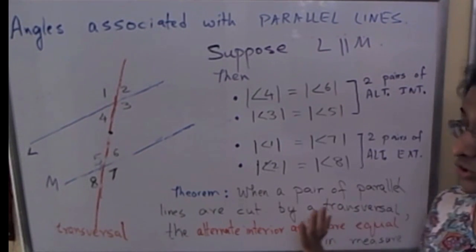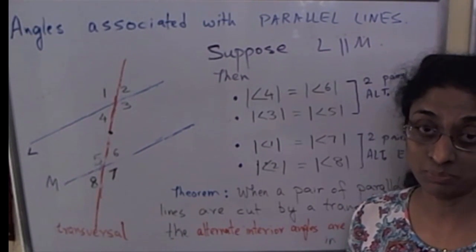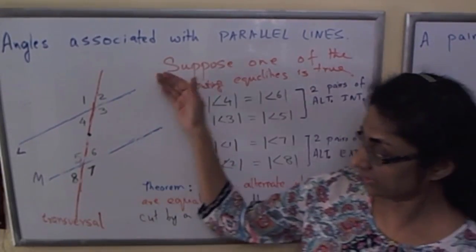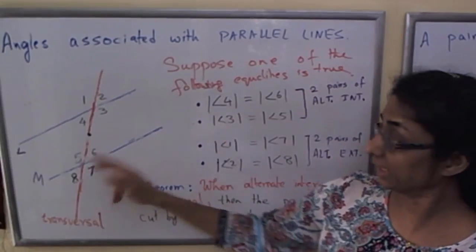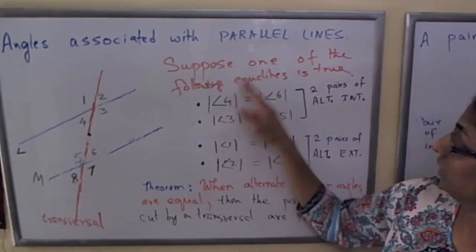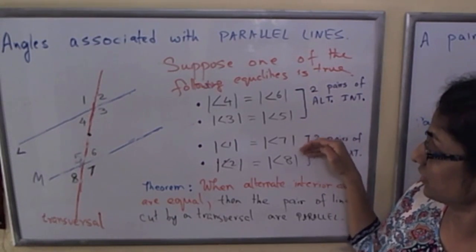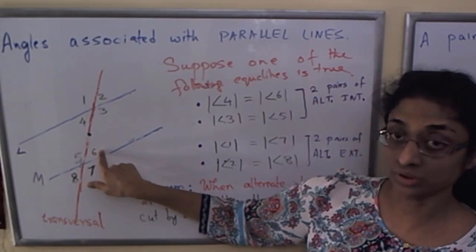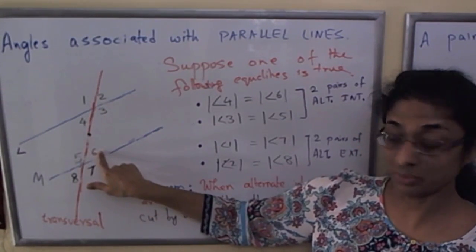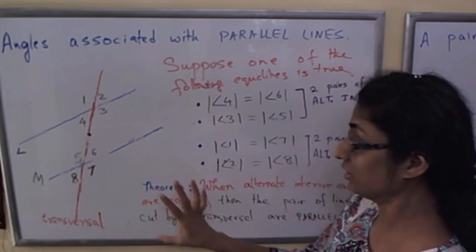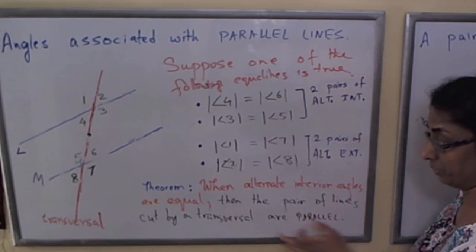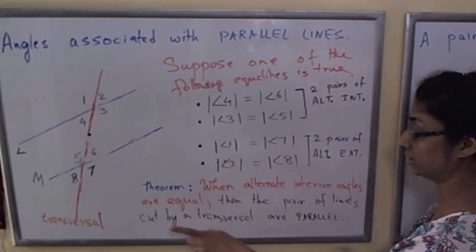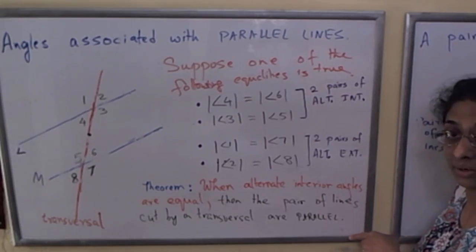The converse of this theorem is also true, so let me briefly discuss that now. Let's look at what I have here now. Same picture, but I don't tell you that L and M are parallel. Instead, let's assume one of these equalities is true. Let's assume this pair of alternate angles 4 and 6 are equal in measure. So that same activity should convince you of this theorem. When alternate interior angles are equal, then the pair of lines cut by a transversal are parallel.